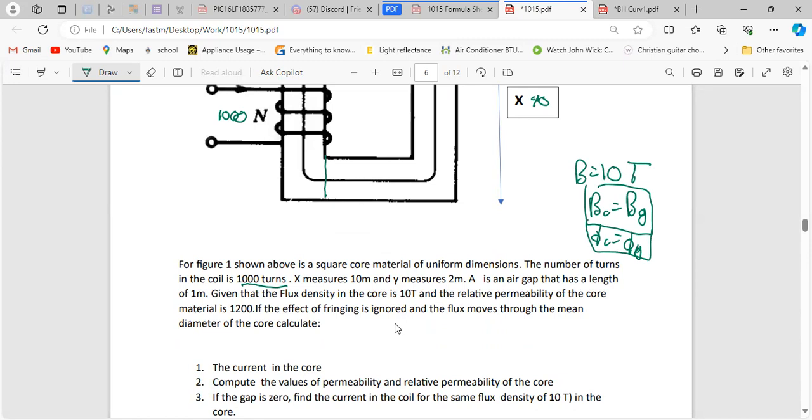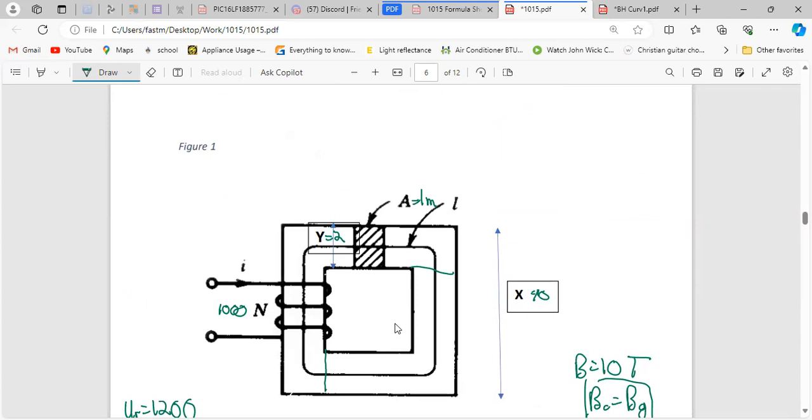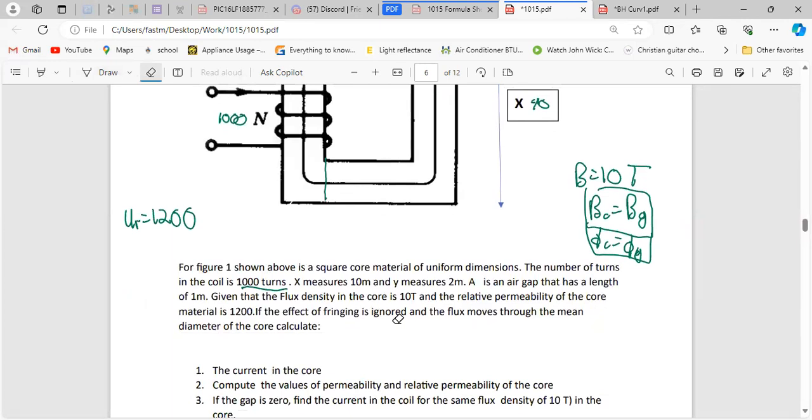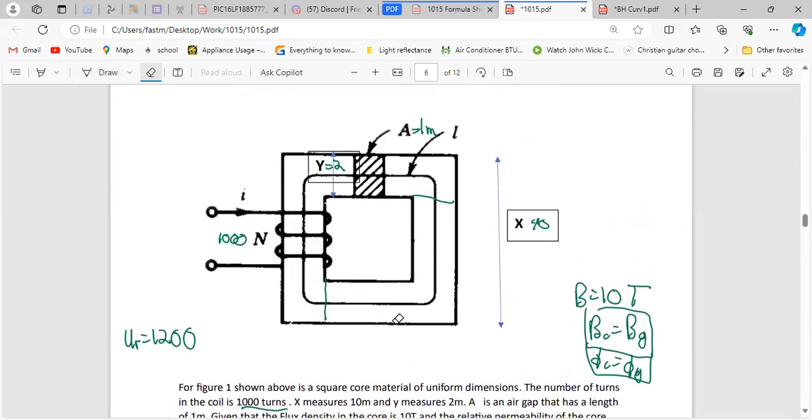I continue. The relative permeability of the core, mu R, is 1,200. If the effect of fringing is ignored, and we know what fringing is, up here you will have some flux leaking out. We're basically ignoring that, which is most of the time what the question will require you to do. And the flux moves through the main diameter of the core. We know what that means; they already lined it up for you, the main diameter is the black part there in the center.